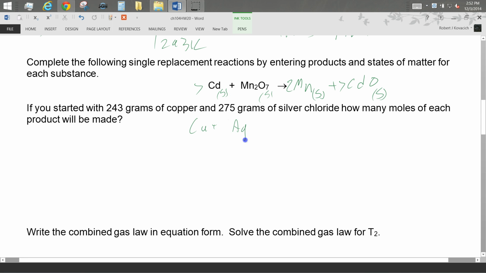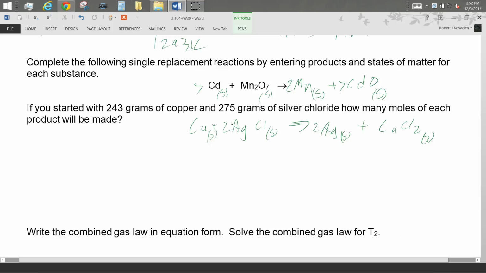Cu plus AgCl, solid, solid, turning into Ag solid plus CuCl2, solid. And then there should have been a 2 right there and a 2 right there. A 2 right there. All right, let's do that one more time. A 2 right there. We good with that? So there's my single replacement reaction. Okay.